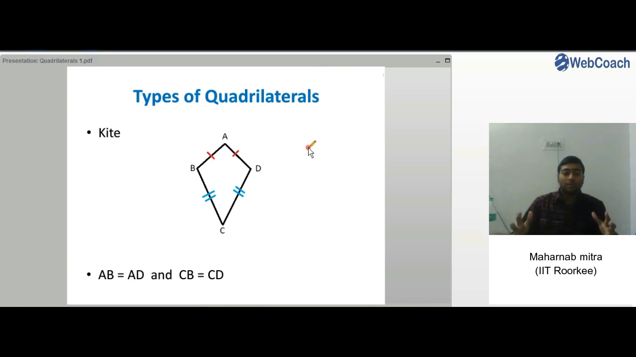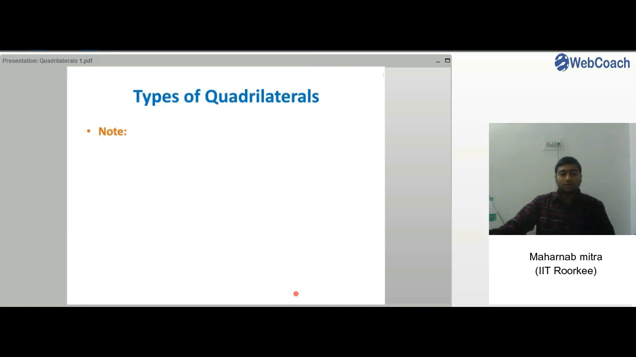So in mathematics, kites are not just something which can fly in the sky when you tie a thread to it. It is a particular shape which has the adjacent sides as equal. The two pairs of adjacent sides are equal. Here you can see AB equals AD and CB equals CD. So we have learnt about trapezium, parallelogram, rectangle, square, rhombus and kite.